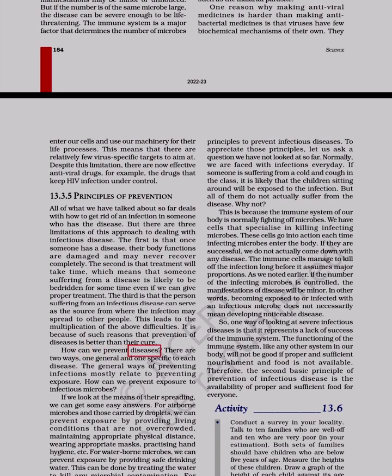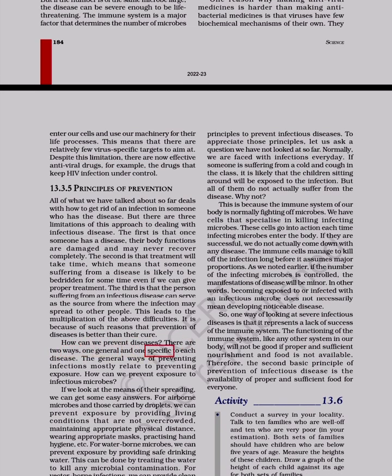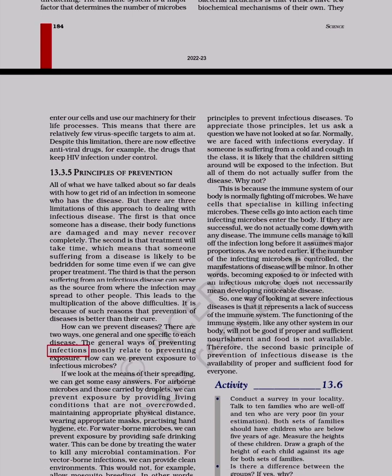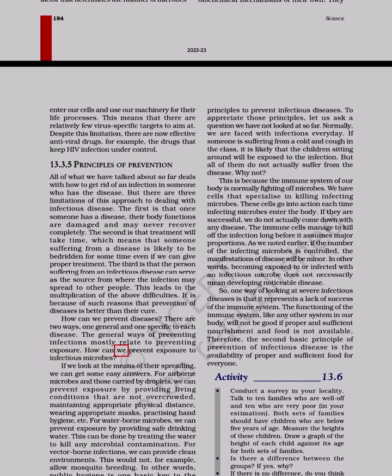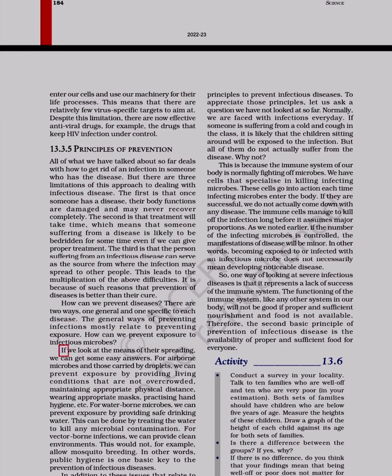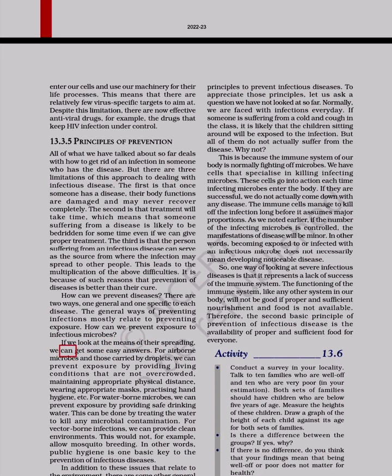How can we prevent diseases? There are 2 ways, one general and one specific to each disease. The general ways of preventing infections mostly relate to preventing exposure. How can we prevent exposure to infectious microbes? If we look at the means of their spreading, we can get some easy answers.